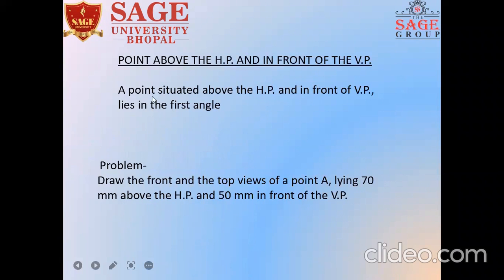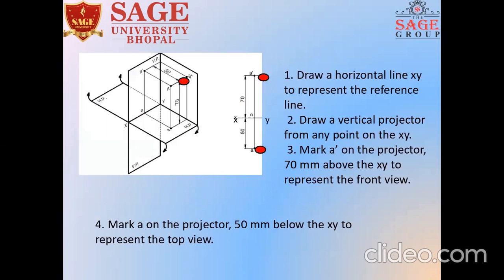I'm starting with position number 1: point above the HP and in front of the BP. In this condition, we know our point, situated above the HP and in front of the BP, lies in the first angle. Now I'm taking the problem: draw the front view and the top view of a point A lying 70 mm above the HP and 50 mm in front of the BP.